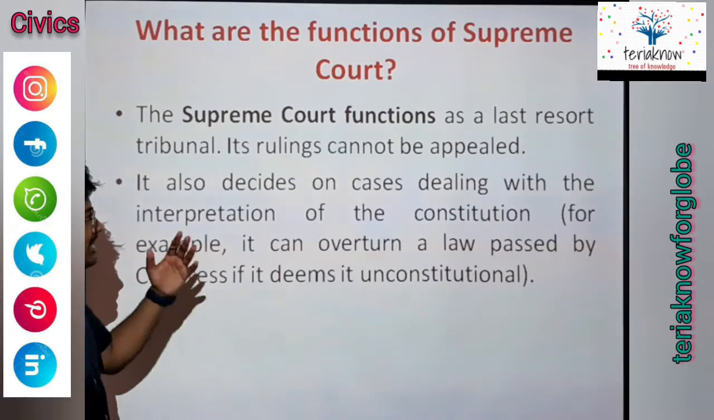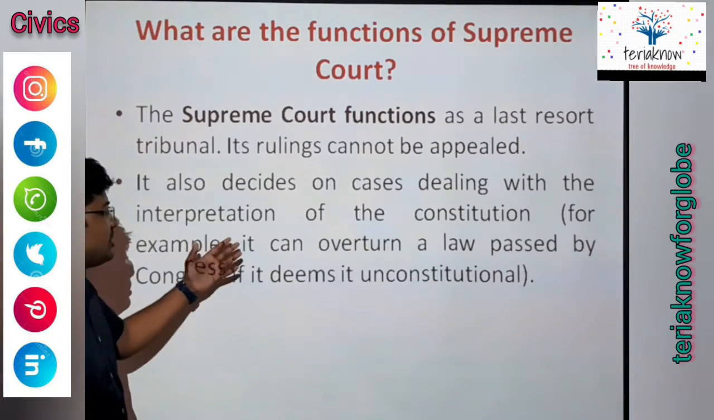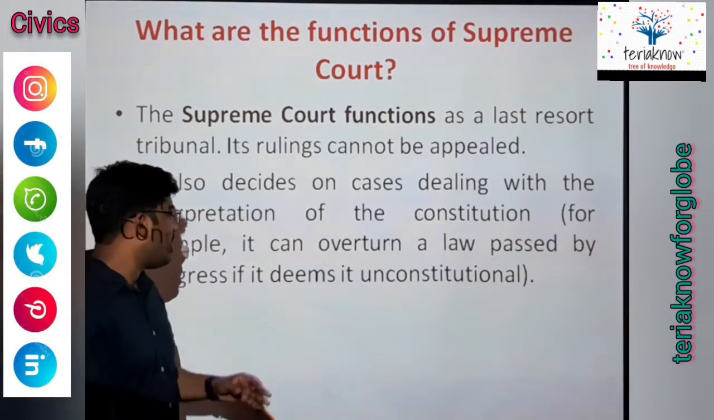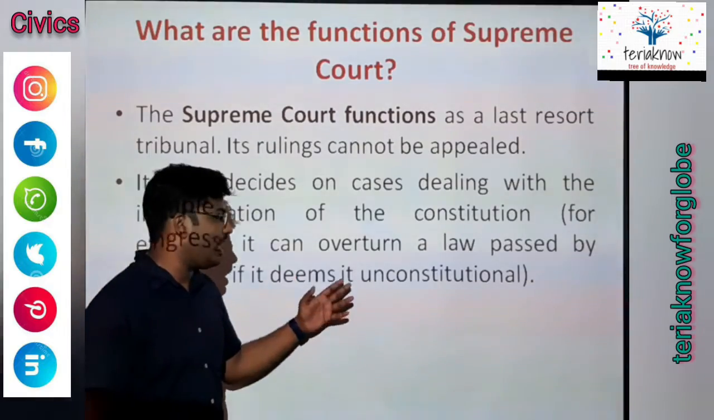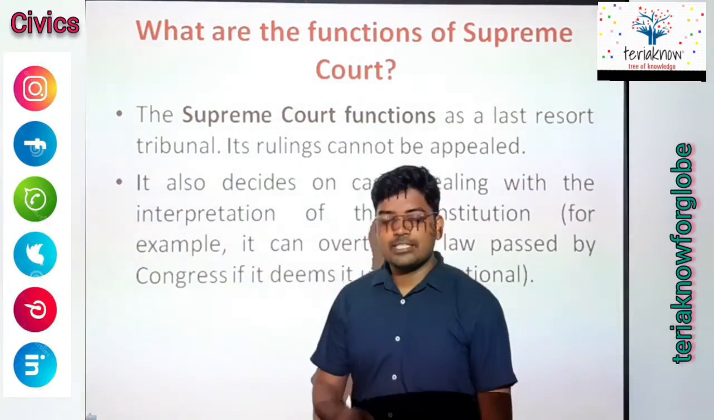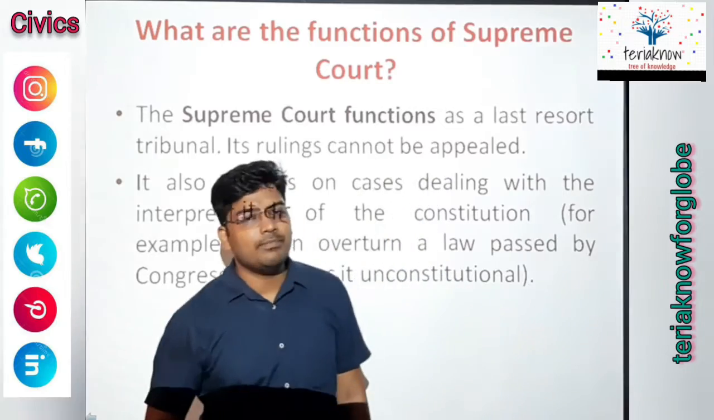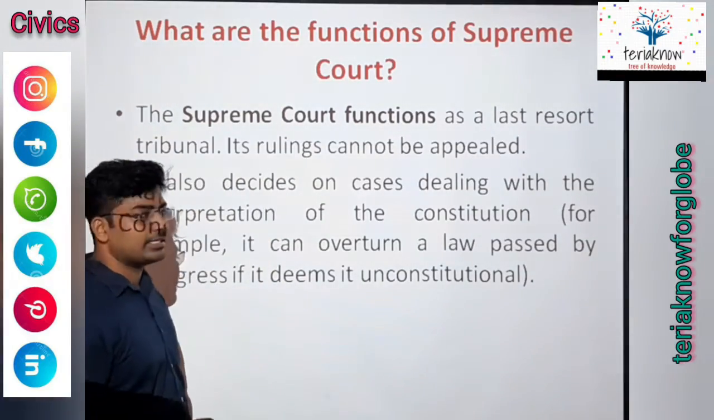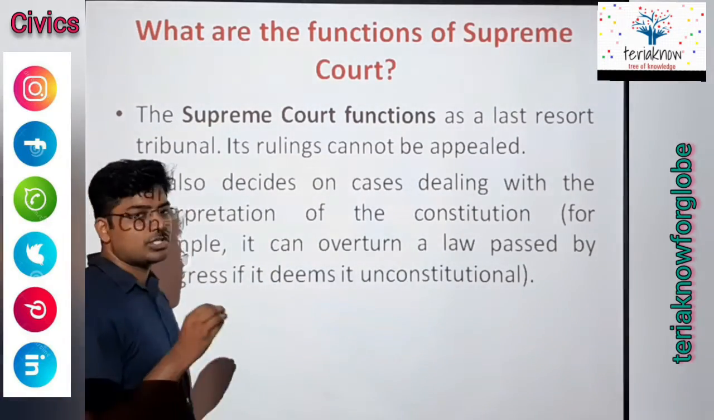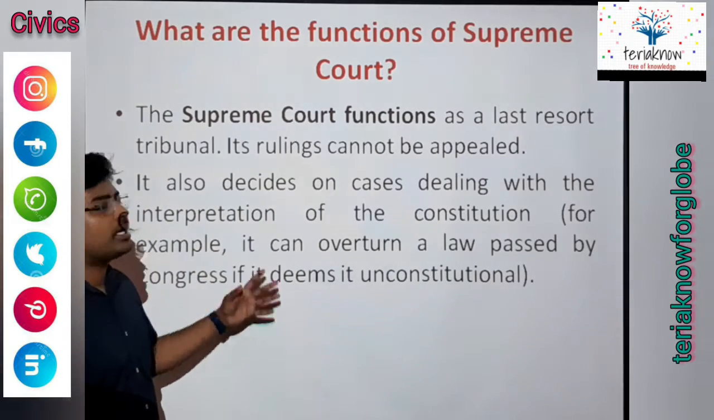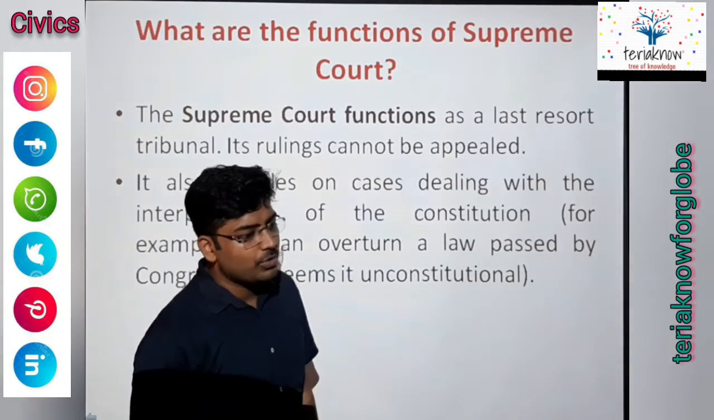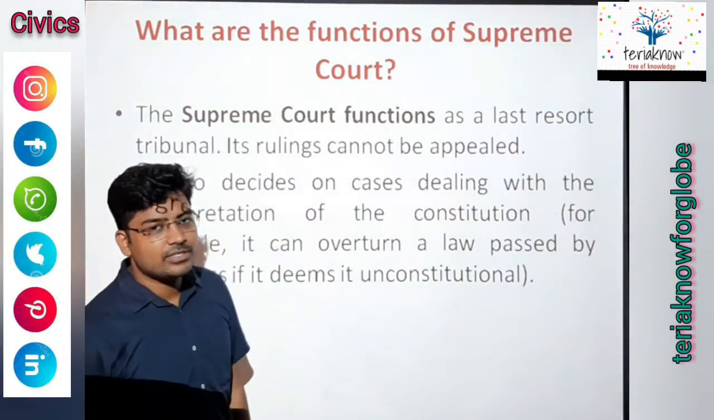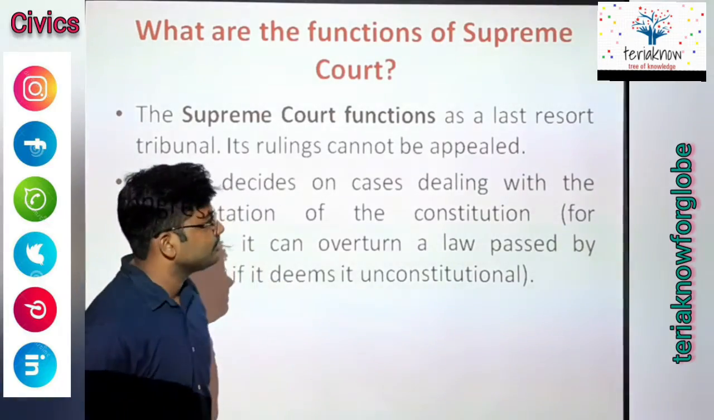It also decides cases dealing with the interpretation of the Constitution. For example, it can overturn a law passed by Congress if it deems it unconstitutional. Okay, चाहे वो कांग्रेस हो, बीजेपी हो, कोई भी गवर्नमेंट हो, अगर उन्होंने कोई unconstitutional लॉ पास किया तो उस लॉ को भी वो बंद कर सकते हैं, मना कर सकते हैं, उसको abolish कर सकते हैं, destroy कर सकते हैं. Understood? How? Because the judiciary or Supreme Court also protects all the affairs of the country, okay, in terms of justice.